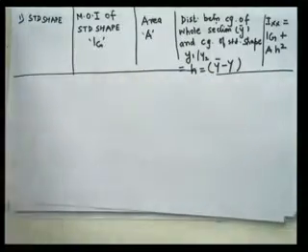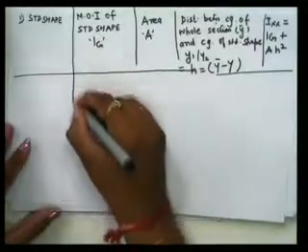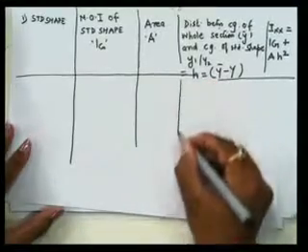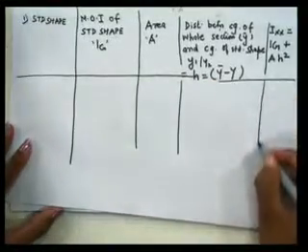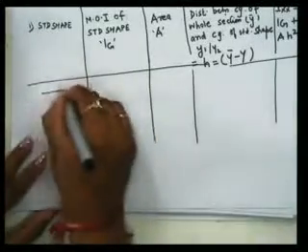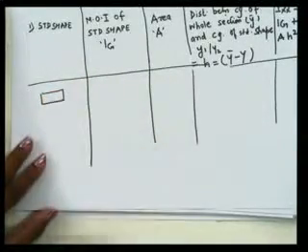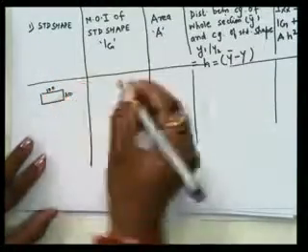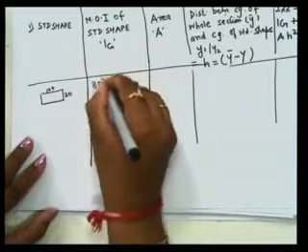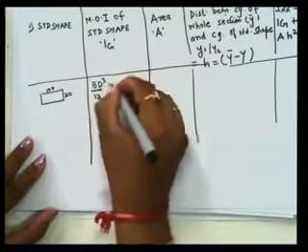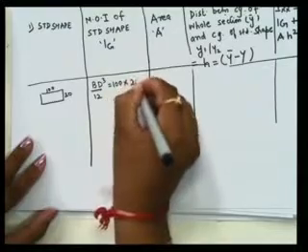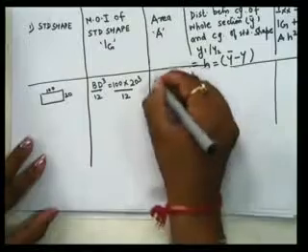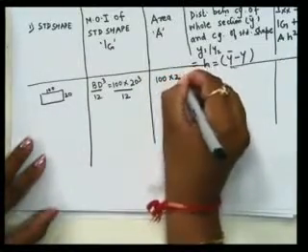Okay, now we start with our first shape. The first shape is a rectangle. What are the dimensions given? 100 by 20. So moment of inertia is BD cube by 12, that is equal to 100 into 20 cube divided by 12. Then area is 100 into 20.